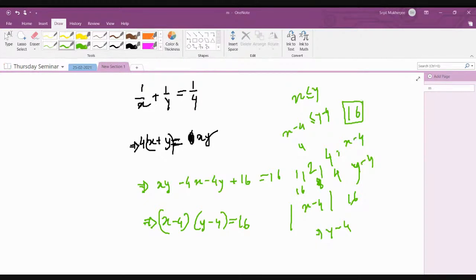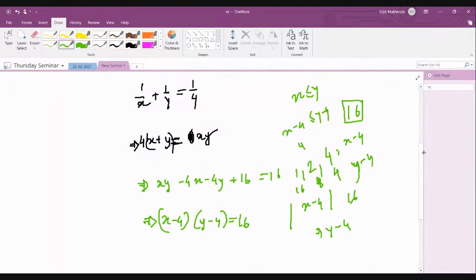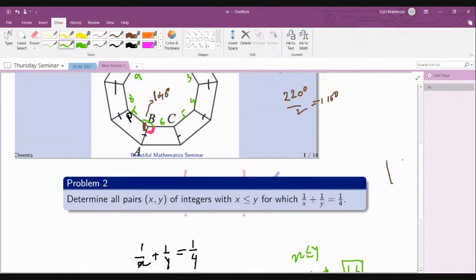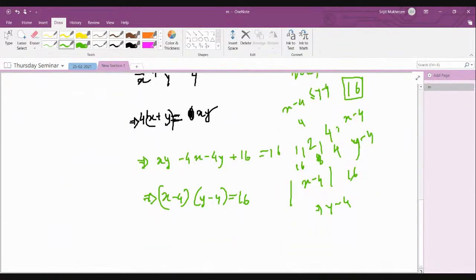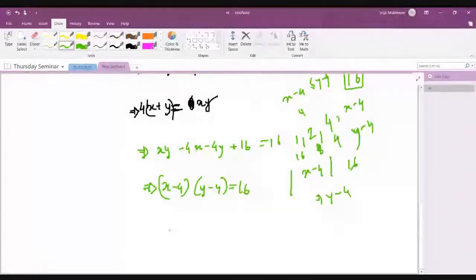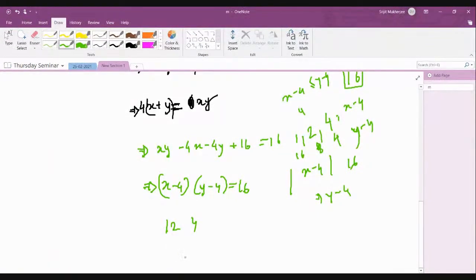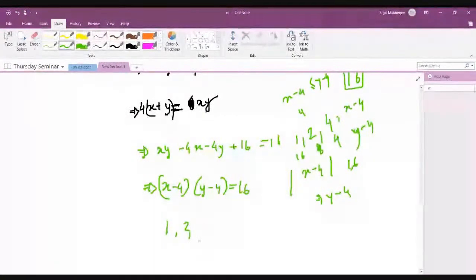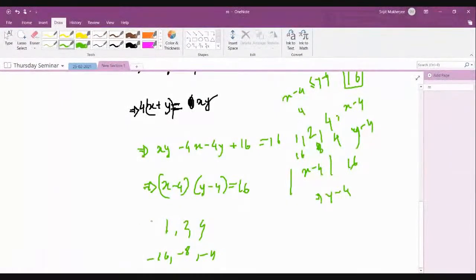Negative solutions: all pairs of integers, so negative solutions are required. Yep, thank you so much. So essentially you do plus or minus 1 also over here. So 1, 2, 4 are the positive solutions, and the negative solutions are minus 16, minus 8, and minus 4. So 6 solutions, you're right.